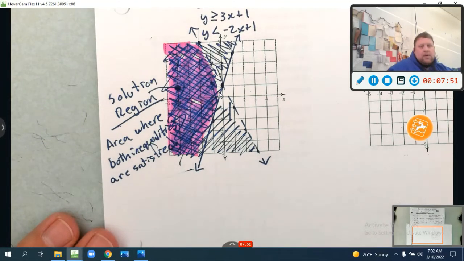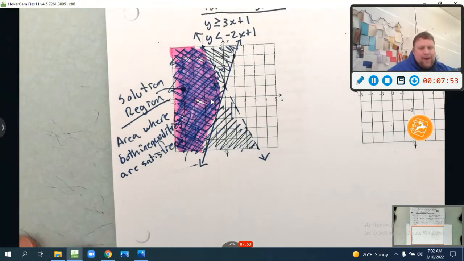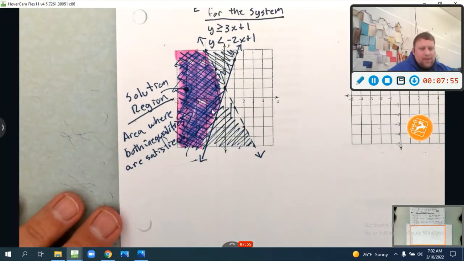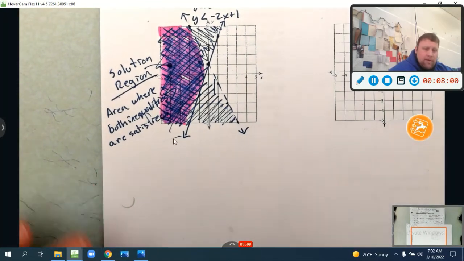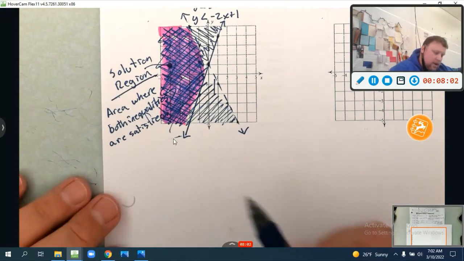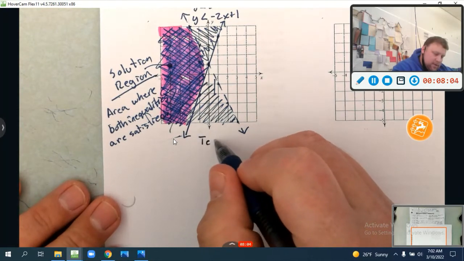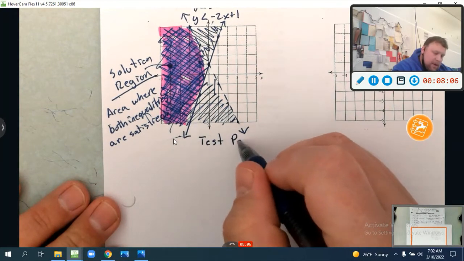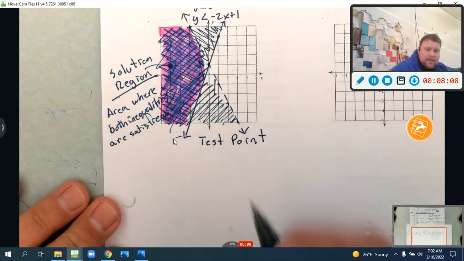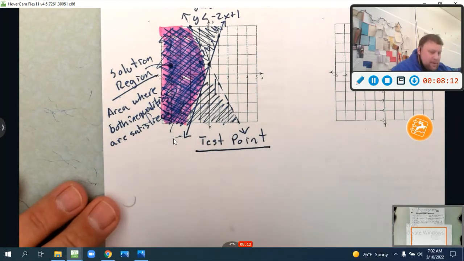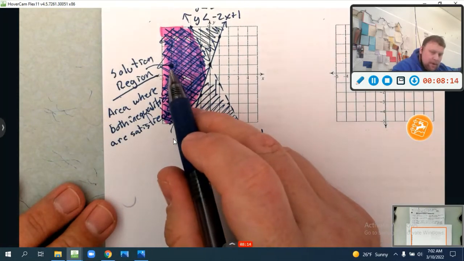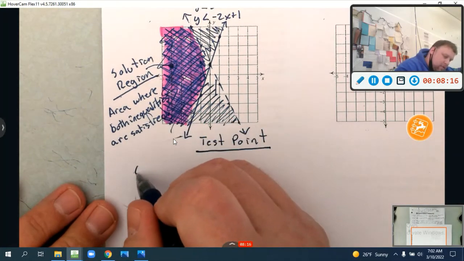And I want to talk about what that means just a little bit. Now, I'm only going to do this once. This is the only time. It's not necessarily a fun exercise, but it's going to help drive the point home of what's going on here. So we're going to plug in test points. I'm going to pick a point from each region and test it in both equations for the system, and we're going to see what happens. So I'm going to start with that point we picked right here, which is the point negative 4, 1.